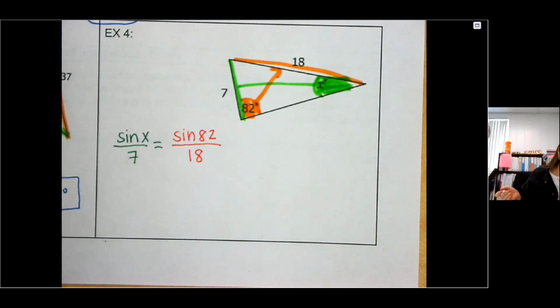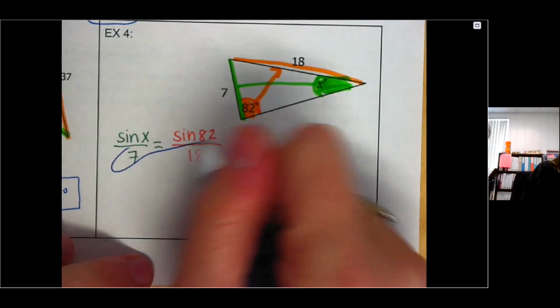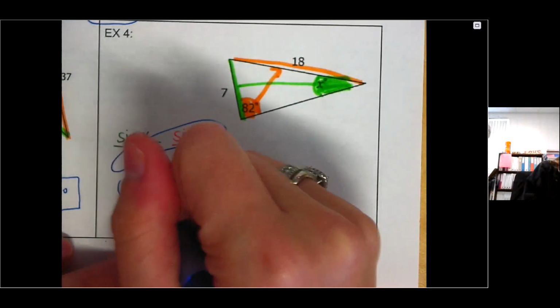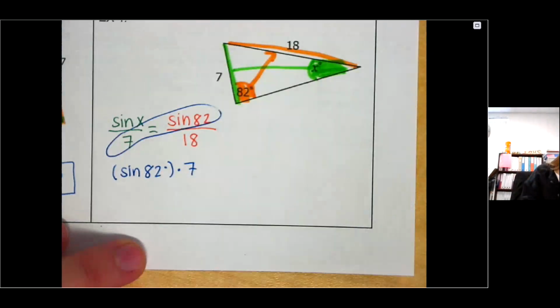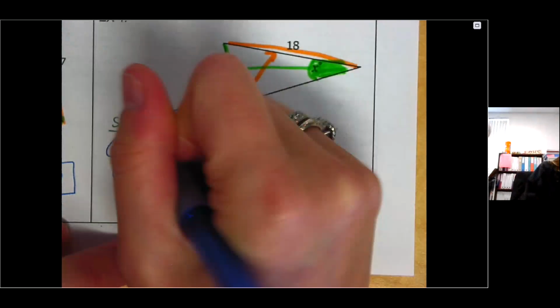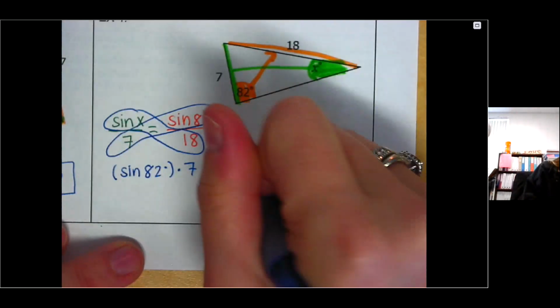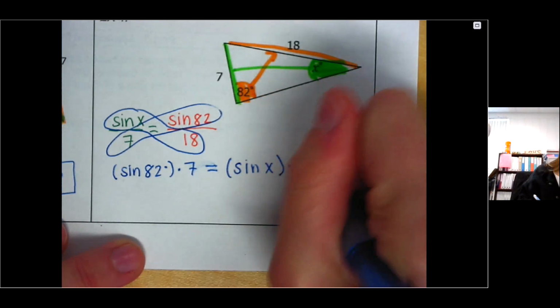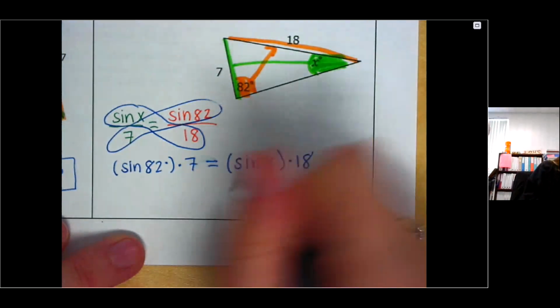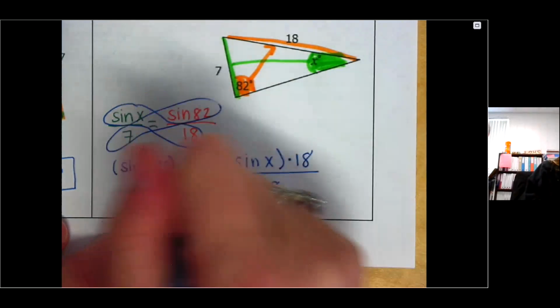And now from here, it's going to be cross multiplying. So sine of 82 degrees times 7 equals sine of X times 18. I want to get the X by itself, so I divide both sides by 18.